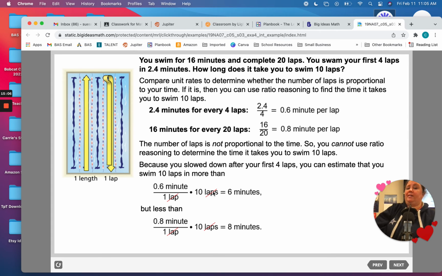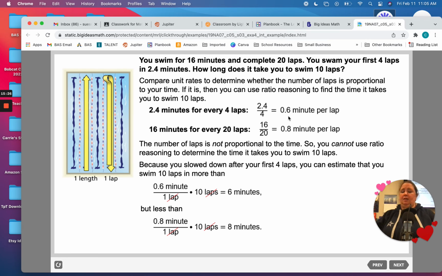It's a terrible example. Write it down, though, so you can walk yourself through it. Let me explain it while you write it down. One more time. So you swam in the pool 20 laps. Your first 4 laps, you did it in 2.4 minutes. That's why we put this ratio, and we simplified it to see how fast we swam per lap.